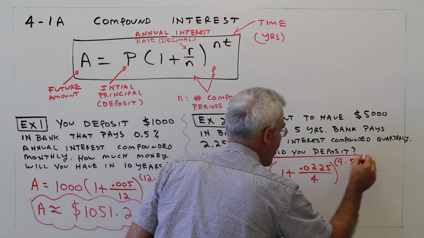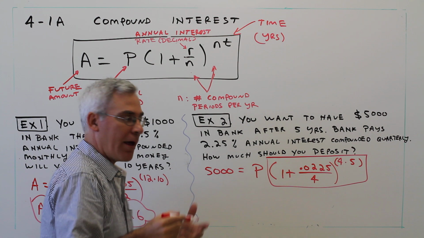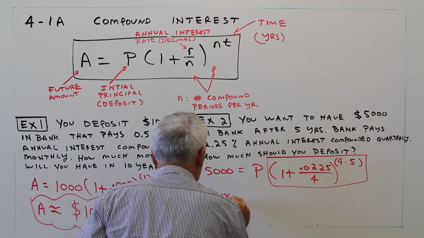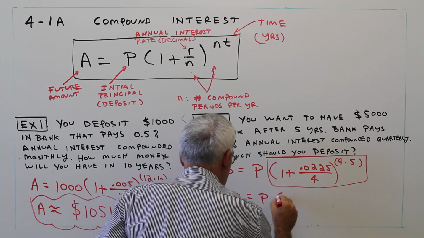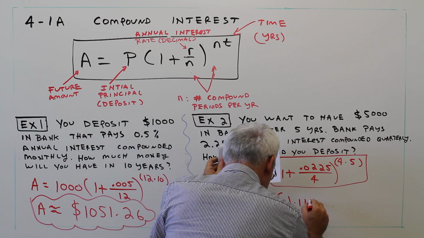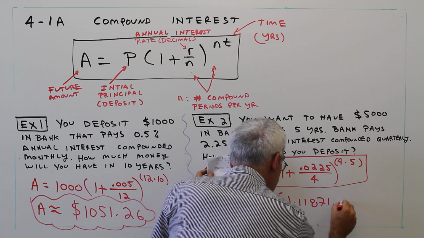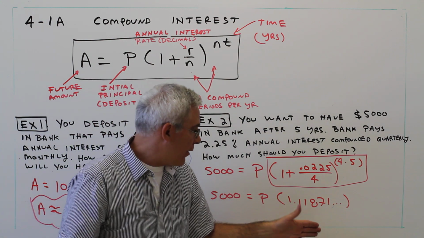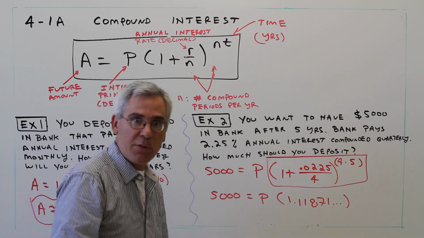Okay, so what I do is I use my calculator and I punch that out. I did that already. And I got about 1.11871. I use all the precision in the calculator and I round at the end, so just to let you know, I use more decimals.